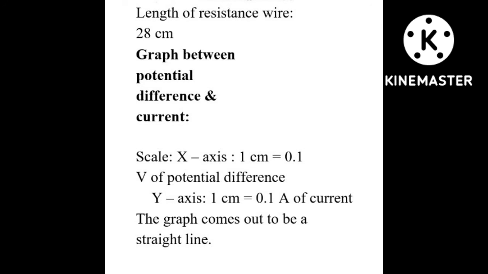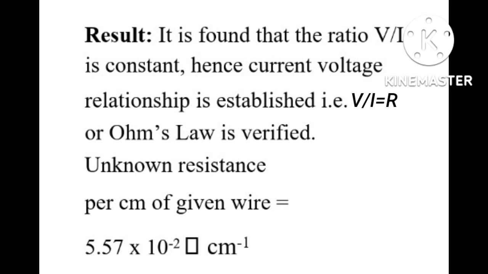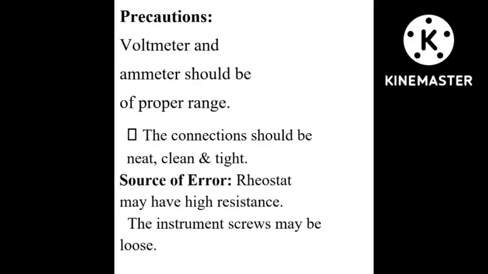Also the length of the resistance wire we can measure by using a scale, and it is found 28 centimeters here. Now we can write the result. That is, it is found that the ratio V by I is constant, hence current voltage relationship is established. That is, V is proportional to I, or Ohm's law is verified. Then unknown resistance per centimeter of given wire, that we have to mention here with units.